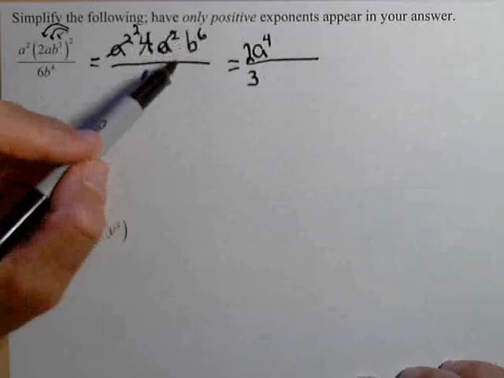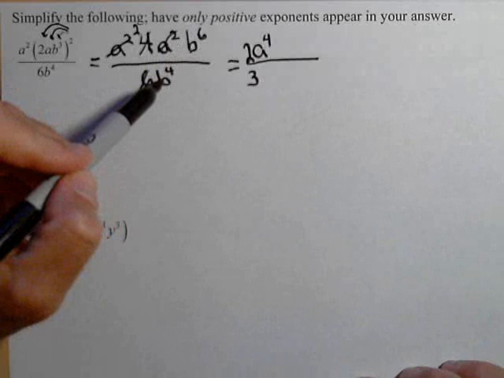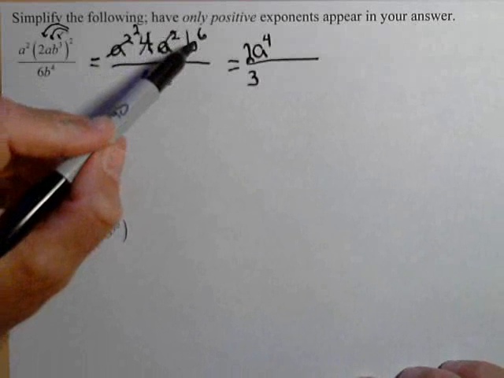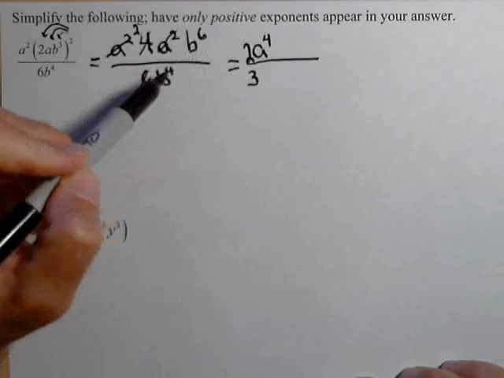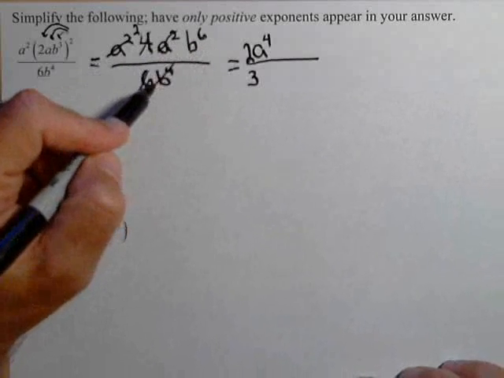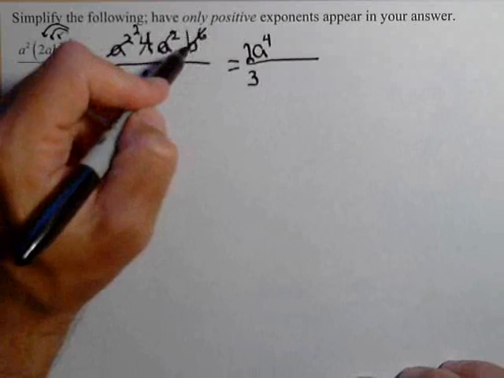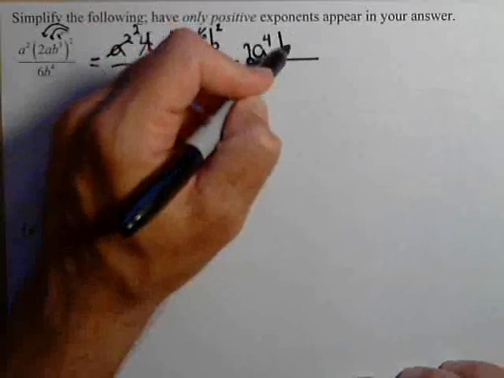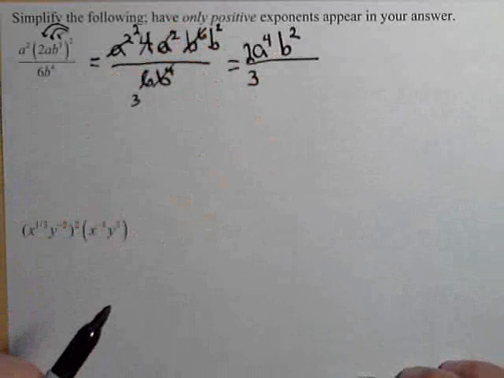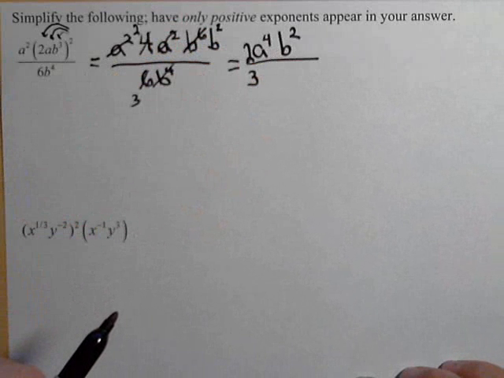Lastly, we have b to the 6th on top and b to the 4th on bottom. Now, it's like we have 6 b's, b times b times b, 6 times on top and 4 times on bottom. So those 4 b's are going to cancel out with 4 of the ones on top, leaving us with b squared. And there is our simplified expression.